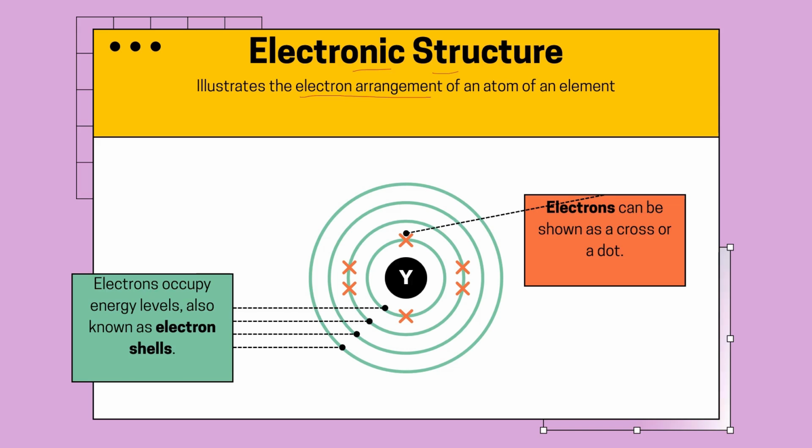Below here you can see the structure of an atom. The Y represents the nucleus, which has protons and neutrons in it, and the X represents the electrons. They are revolving around the nucleus in energy shells or electron shells. These green circles are the electron shells and these X marks are the electrons. The first energy shell is called the K shell. The second energy shell is called the L shell. Third is called the M shell and fourth is called the N shell.